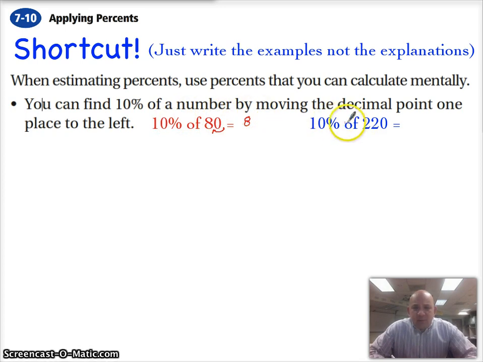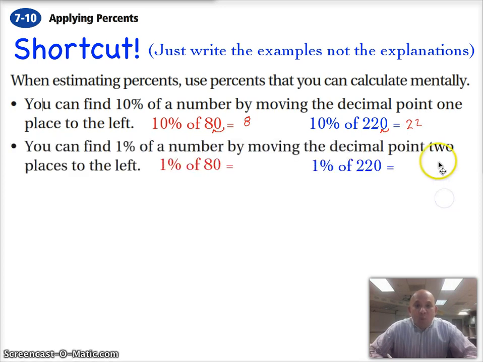Same thing can happen with a number like 220. Here we're going to go ahead and move the decimal point over just one place value. 10% of 220 is 22. Next shortcut. It says you can find 1% of a number by moving the decimal point 2 places to the left. So what's 1% of 80 or 1/100th of 80? It is 1, 2, move that decimal point over, and it's 8/10 is 1% of 80.